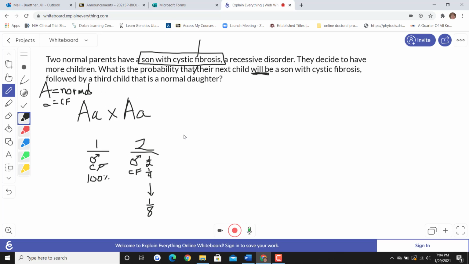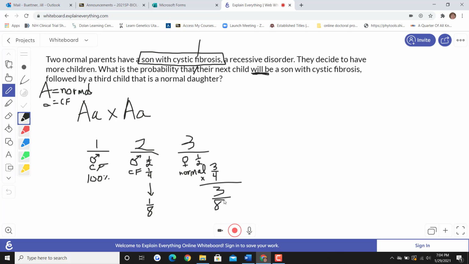And then followed by a third child that is a normal daughter. Well, to be a daughter, its probability is a half. And the normal probability is 3/4, because they're talking about normal phenotype. 3/4 of the offspring of these parents would have a normal phenotype. So a half times 3/4 is 3/8. You multiply here.